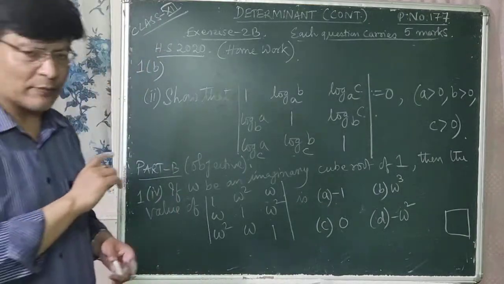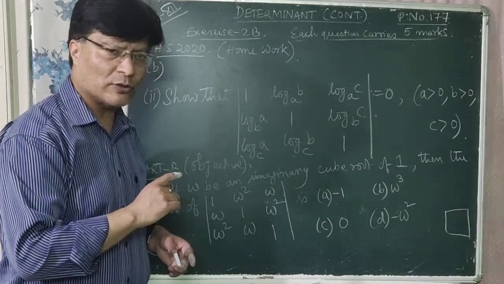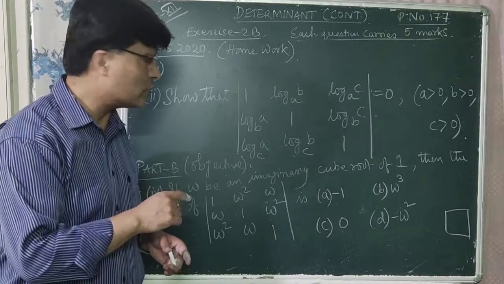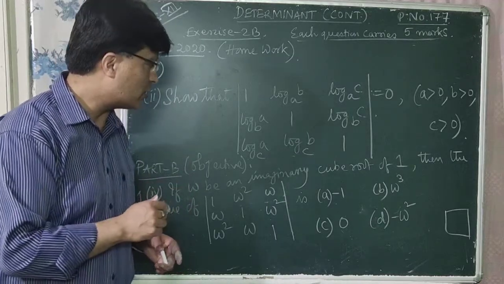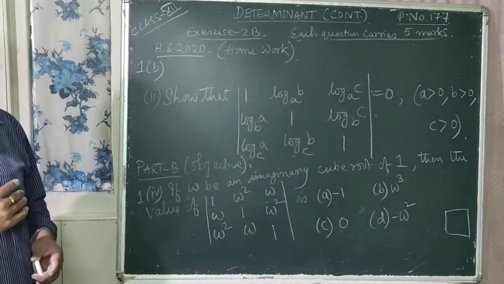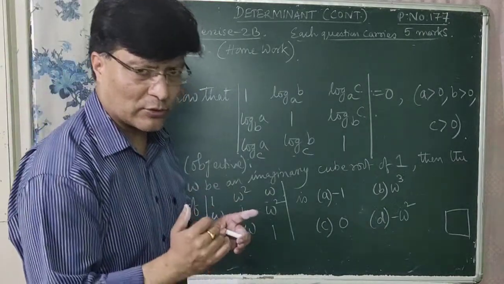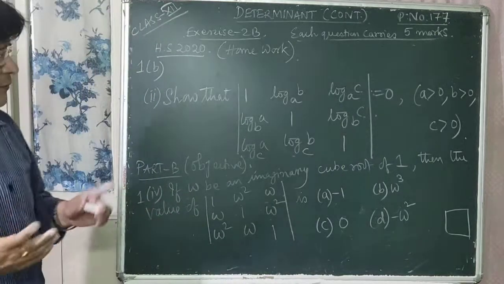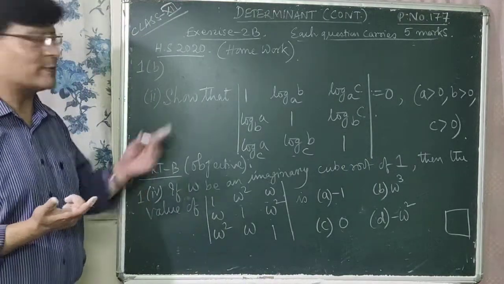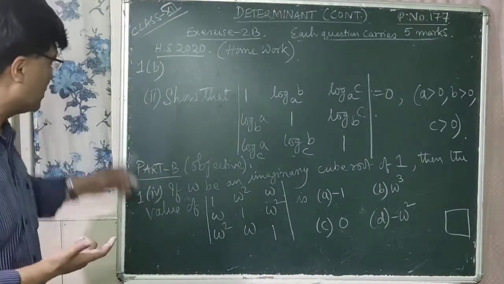Okay? And from the first row, 1 by log A common. From the second row, 1 by log B common. From the third row, 1 by log C is taken common outside. You will get all these first row, second row and third row identical, and the value of the determinant is 0. So without expansion also you can prove it. Okay? So you can do it.